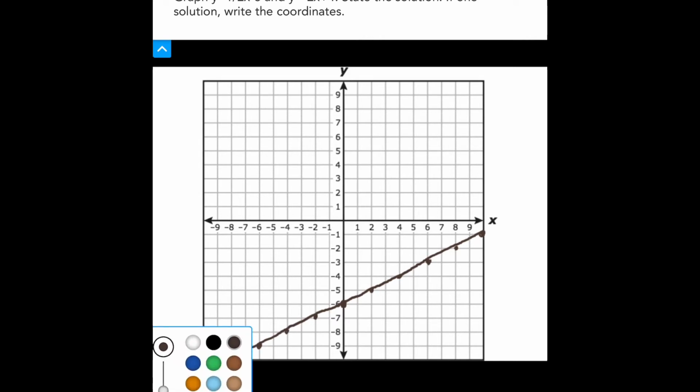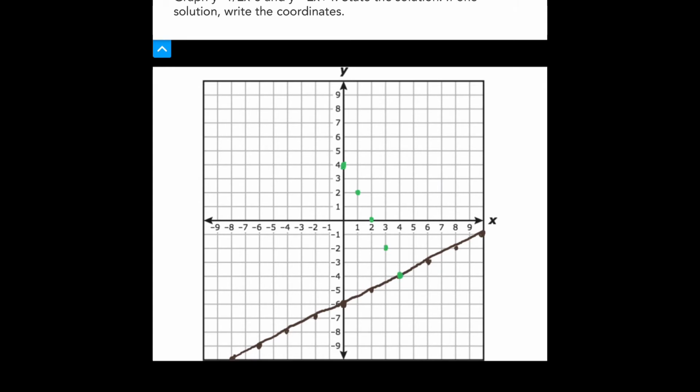So I am actually going to change the color of my line because the quiz does request that you do your lines in two different colors. And we are going to graph y equals negative 2x plus 4. So that means we're starting at positive 4 on the y-axis, and our m is negative 2. So we're going to go down 2 over 1, down 2 over 1. As you can see, we're definitely going to meet with that brown line.